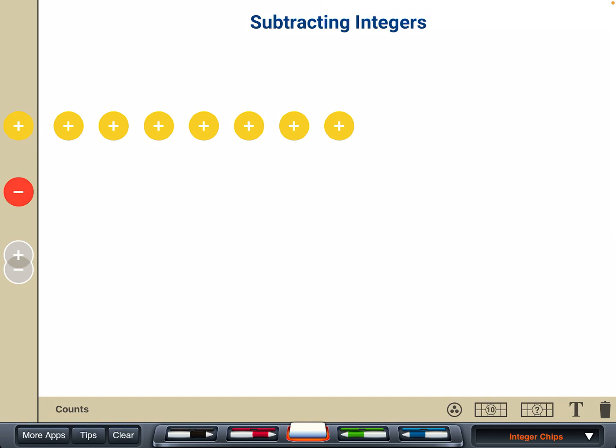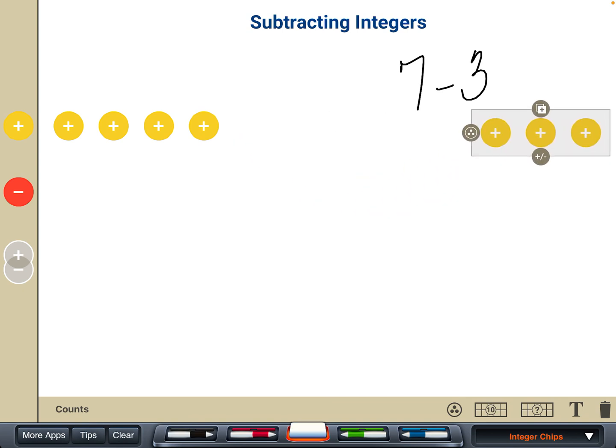Started with ones like this. 1, 2, 3, 4, 5, 6, 7. So we have 7 positives. And let's just say we want to take away 3 positives. So you just take this, and we are just going to take them away. And we're left with 1, 2, 3, 4 positives.